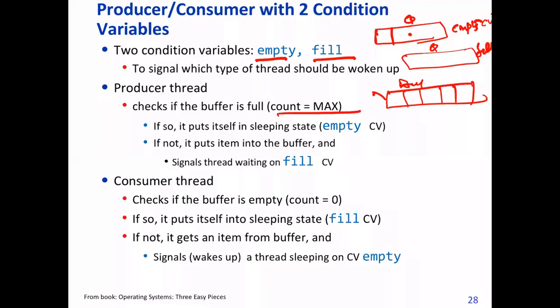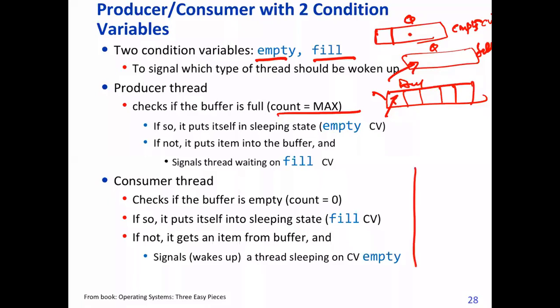And the other condition is that when the buffer is not full, then it will put the item there and then signal that something has been put. It will signal onto a different queue, that is the fill queue. So it means that now it has put something, and if some thread was waiting, then it will wake it up to consume it. And this is very simple, right?